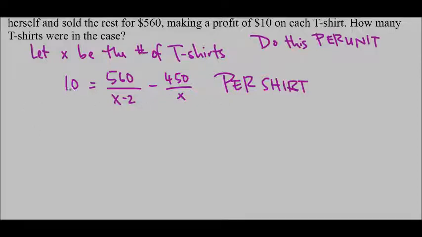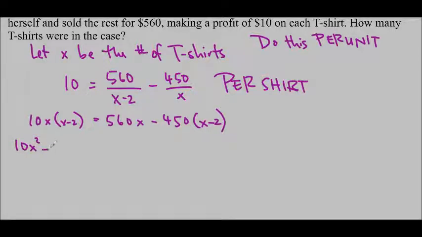Again, I'm just going to be multiplying by the LCD. So 10x times x minus 2 equals 560 times x minus 450 times x minus 2. If you're not sure how I did that, you can pause the video and try it on your own and make sure that you know how to do it. So I get 10x squared minus 20x equals 560x minus 450x plus 900. Don't forget to change the sign because I'm carrying that negative into both using the distributive property.